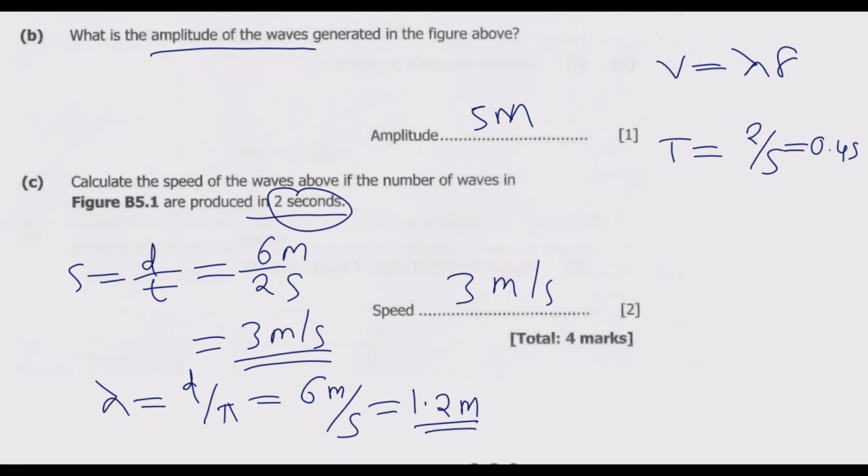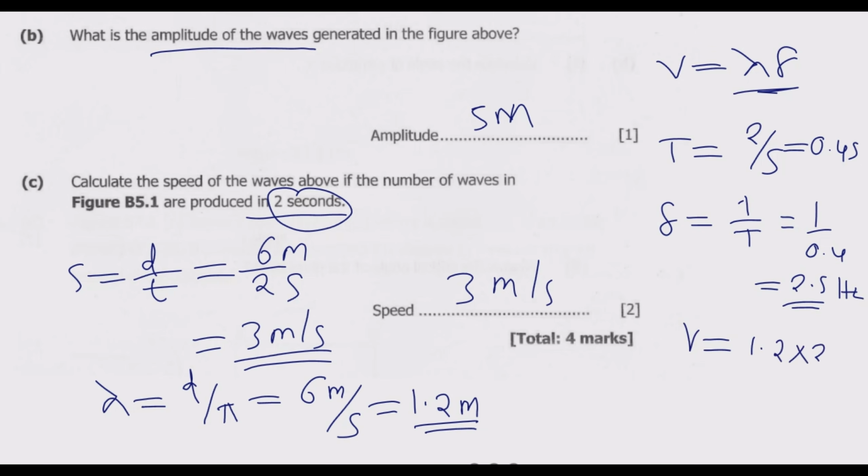Now the relationship between frequency and period is that frequency is equal to 1 divided by period, so that is just 1 divided by 0.4 seconds. We get 2.5 hertz. Once we find 2.5 hertz, we can now find velocity. Velocity is equal to wavelength, 1.2, multiplied by frequency, 2.5. When we multiply these two, we end up with 3 meters per second, which is the same.